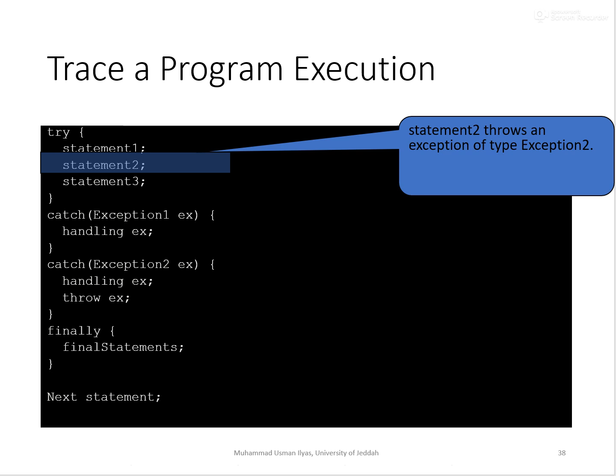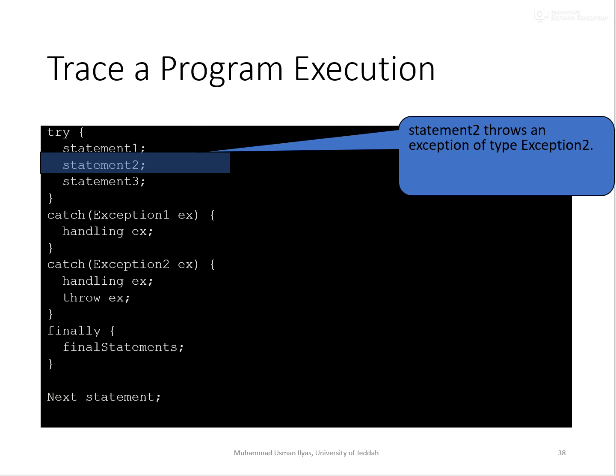Now here is another example. In this one, as you can see, we have a try block, we have a catch block, we have a second catch block, which is rethrowing the exception, and we have a finally block. So this is perhaps the most interesting case, and I'll show you what the sequence of execution of statements will be in this example.